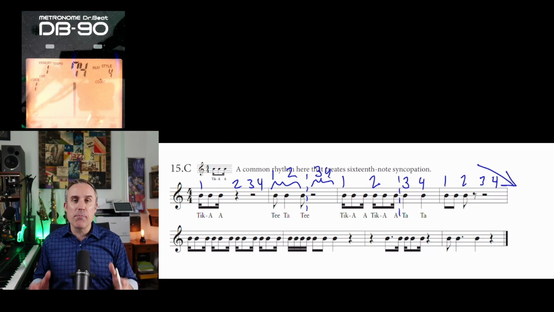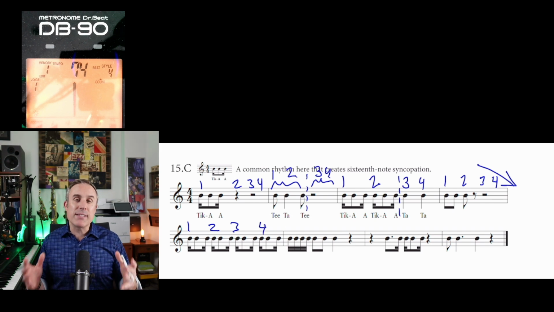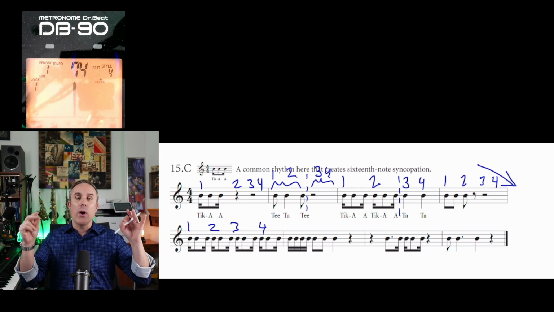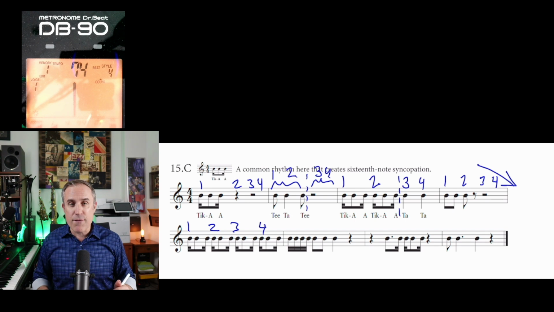It's an entire measure of the Tik-A pattern. So on beat 1, beat 2, beat 3, and beat 4, we have the same rhythmic pattern repeated. It's going to sound like this. 3, 4. Tik-A, a tik-a, a tik-a, a tik-a. And then we move on to the next measure. Really fun measure. I love it when there's 16th note syncopation.